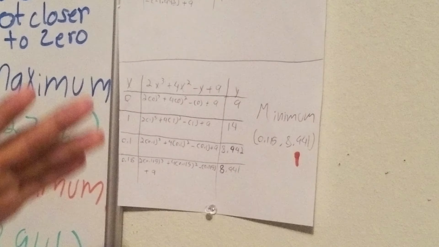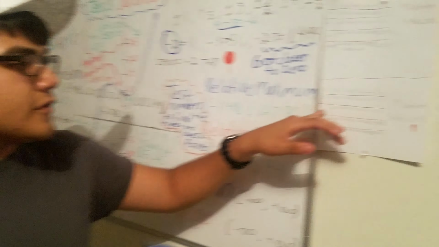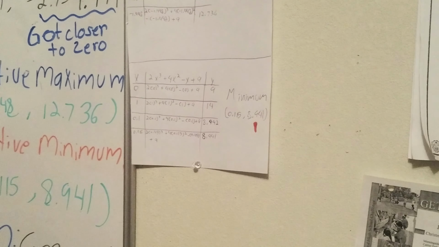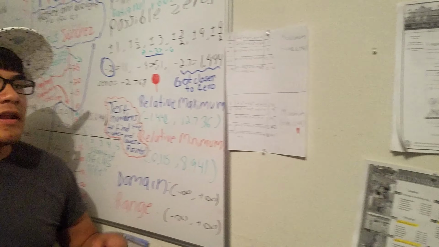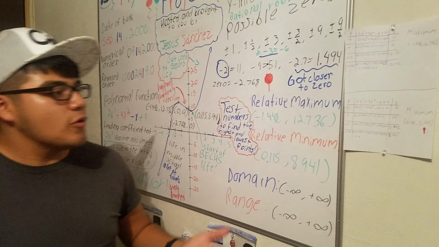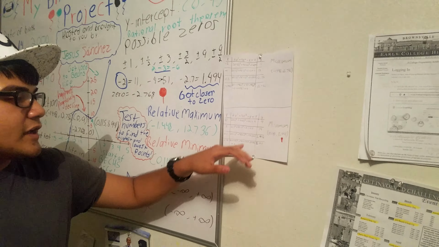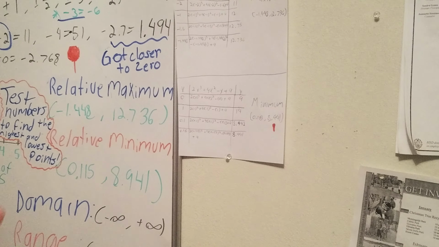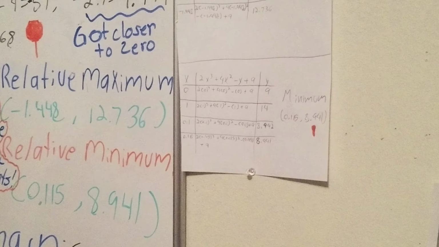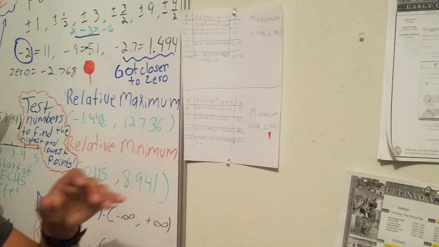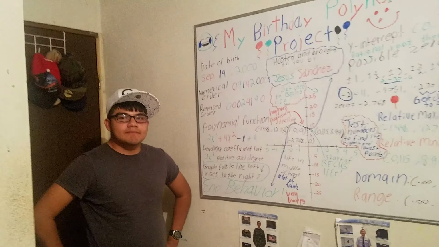Then I started with the minimum. I did the same process, except that instead of looking for the highest point, I was looking for the lowest point. So I started with 0 and it gave me 9. Then I got 1 and it gave me 14. So I knew that 1 and all the numbers after 1 were not going to give me low points. Then I used 0.1, which gave me 8.942. And after testing more points, I came to the conclusion that 0.115 was the lowest point with 8.941.